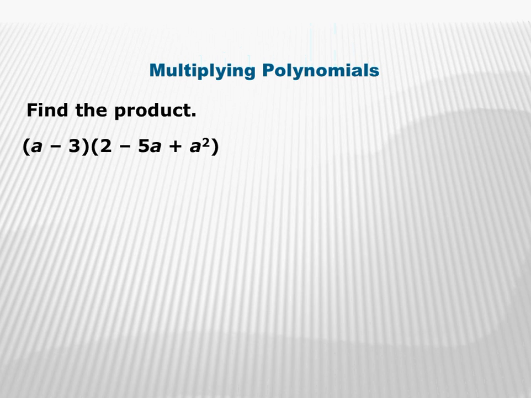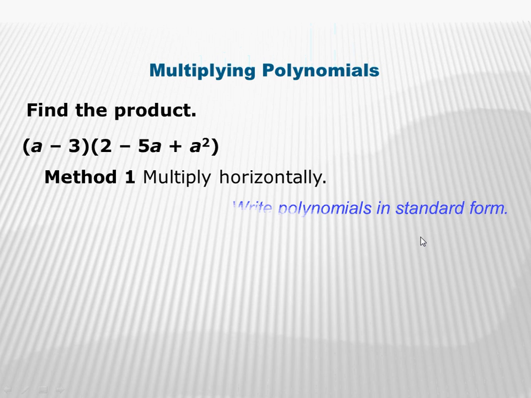Now we're ready to multiply larger polynomials, something bigger than a monomial. So here we have a binomial times a trinomial. I'm going to show you two methods for multiplying this exact thing. The first one that we're going to look at is called the horizontal method. To do this method, we're going to write each of our polynomials in standard form. This first one was already in standard form, a minus 3. We have the degree of 1 and a degree of 0.